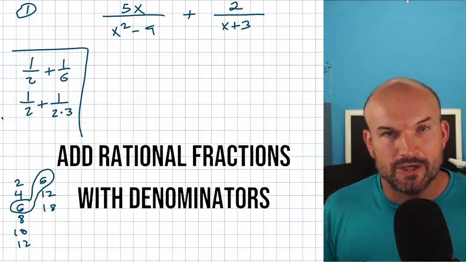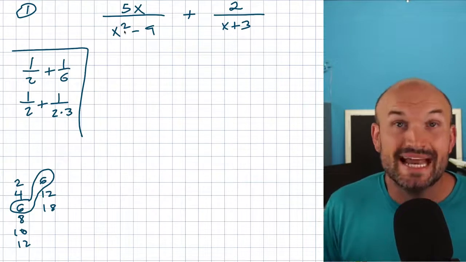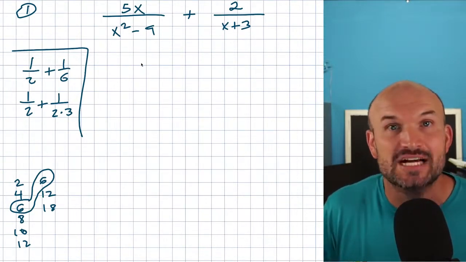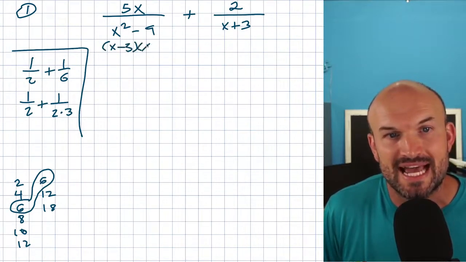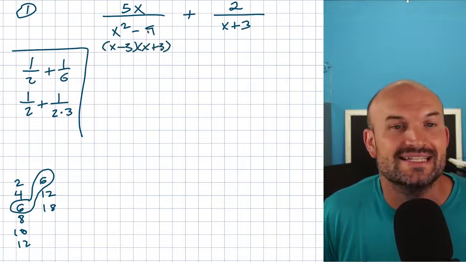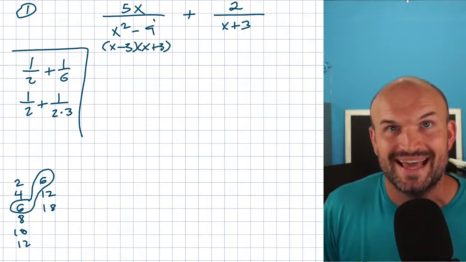Now, when we're dealing with polynomials, it's the exact same idea. I can't do anything with an x plus 3. However, with an x squared minus 9, I can break that down. I can simplify that to an x minus 3 times an x plus 3, because I recognize that it is the difference of 2 squares. So when you recognize a trinomial that can be factored, then factor it.